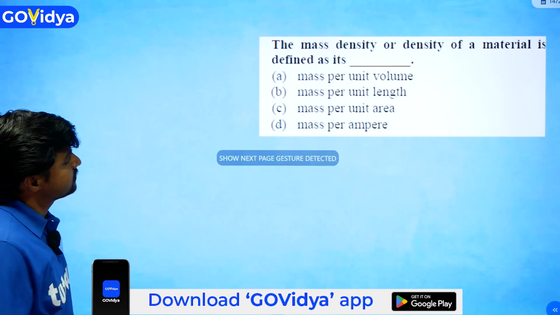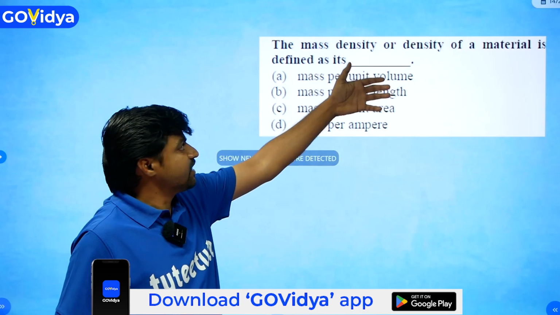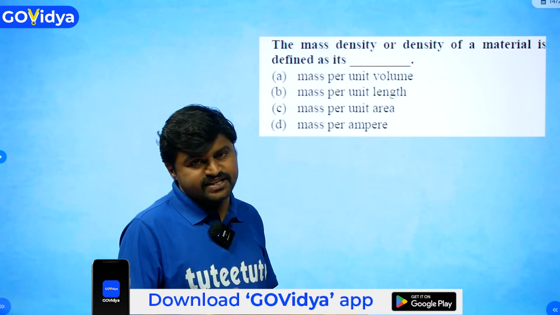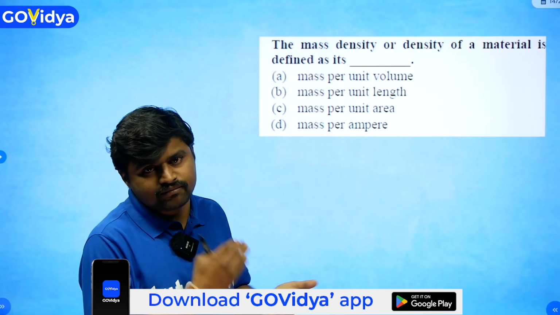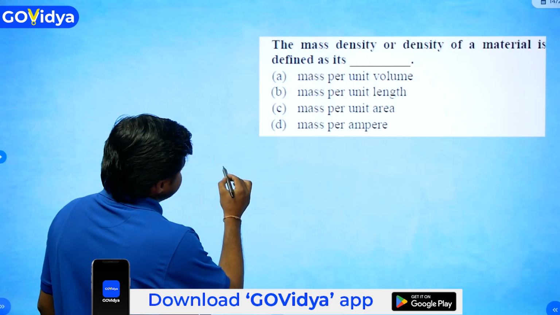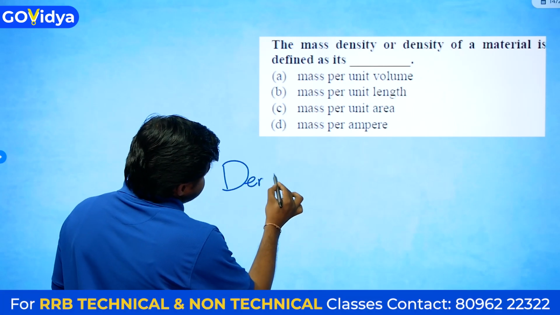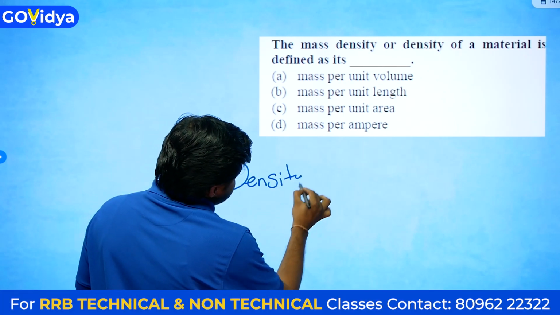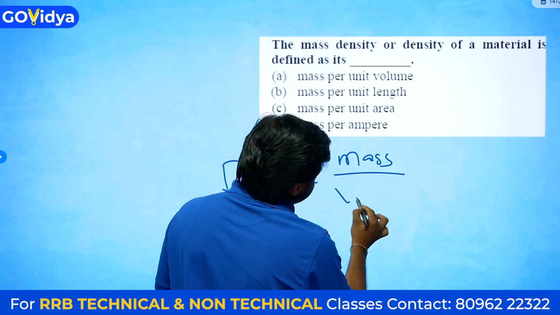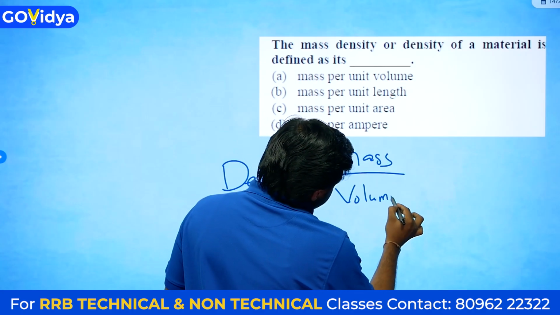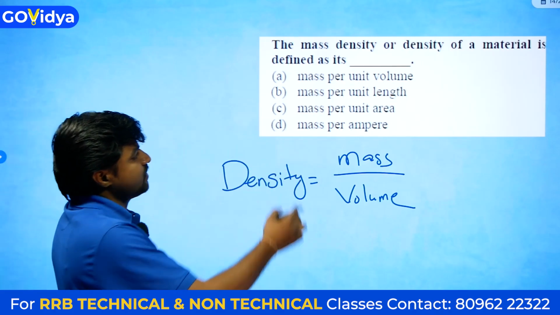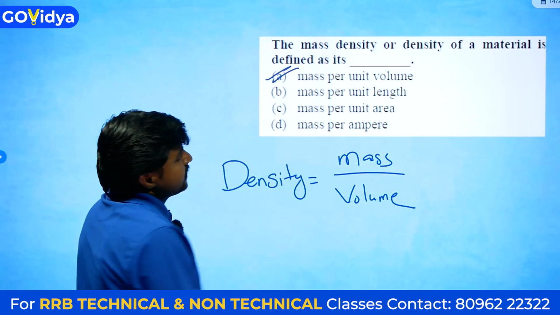Next question. The mass density or density of material is defined as density. We know that density is mass by volume, or mass per unit volume. Density is equal to mass by volume, mass per unit volume. From the options, option A is the correct answer.